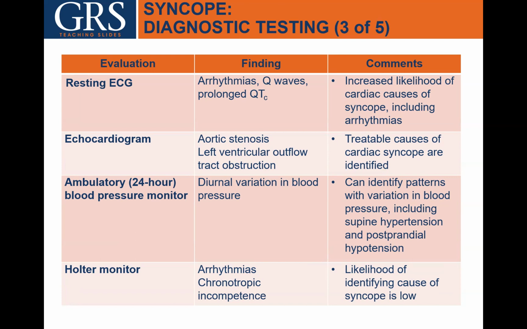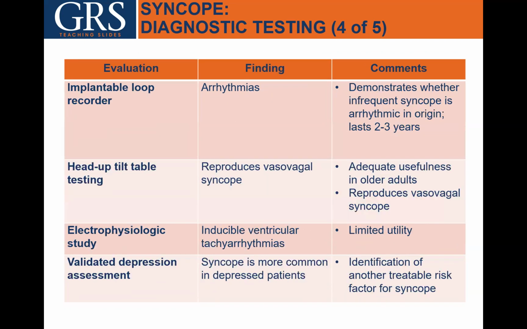A Holter monitor normally monitors the patient's heart rate for about 2 to 3 days, and its likelihood of identifying the cause of syncope is low. In that case, we'd better use an implantable loop recorder, which puts the loop under the skin. This can monitor the patient's heart for 2 to 3 years for arrhythmia. It is definitely more useful than the Holter for patients who have infrequent syncope.